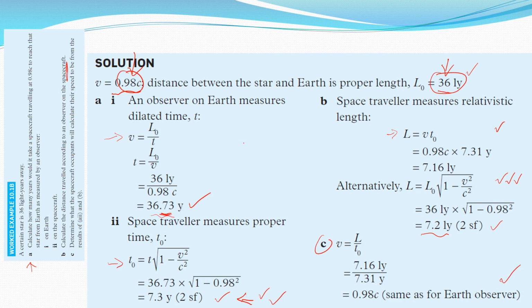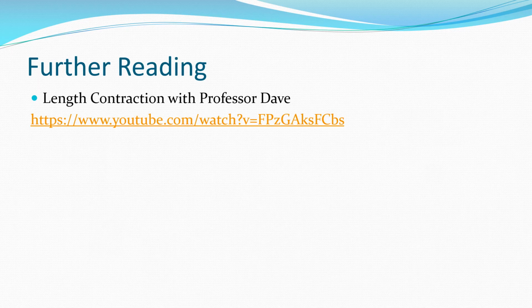So let's just sum that up. On Earth, it appears that your trip takes 36.73 years because you're travelling 36 light years at almost the speed of light. But on a spaceship, what you need to do is use your time dilation formula and your length contraction formula, and it will appear that you're travelling 7.3 years and going about 7.2 light years. There's some further reading for you. I suggest you have a look at it.